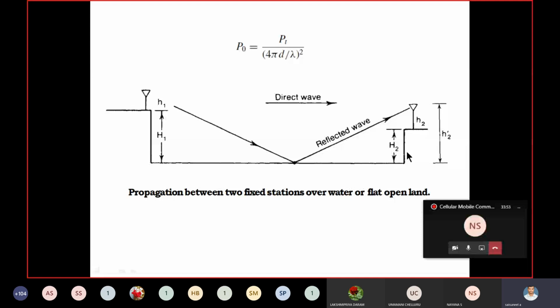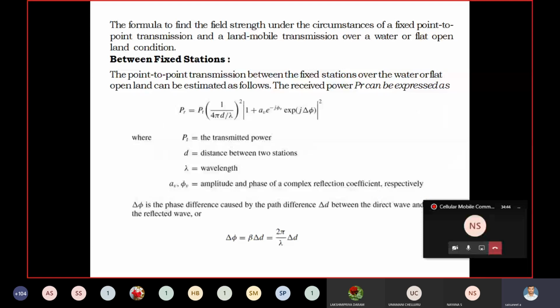PR equals PT into (1 by 4 pi d by lambda) whole squared, times the modulus of 1 plus AV e power minus j phi v and exponential of j delta phi, whole squared. Here PT is the transmitted power and PR is the received power. d is the distance between the two stations and lambda is the wavelength of the signal.